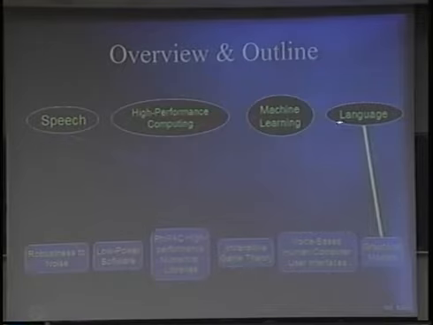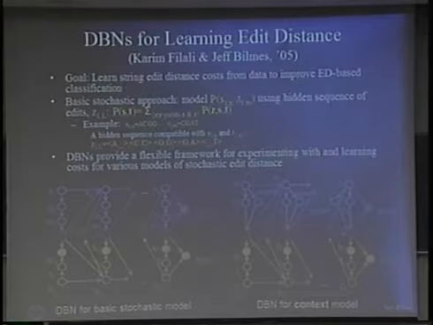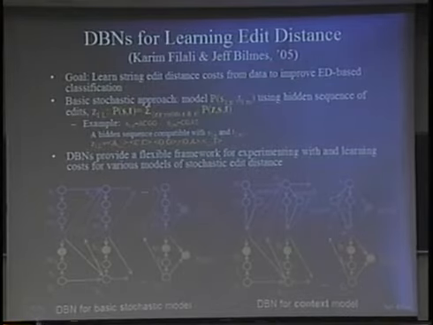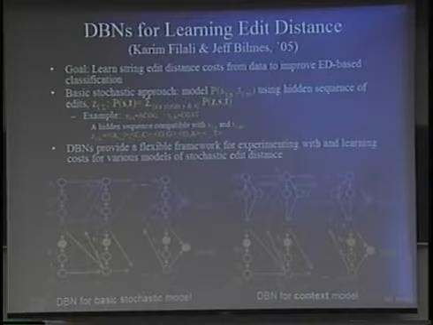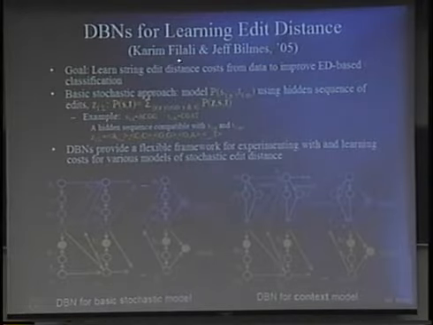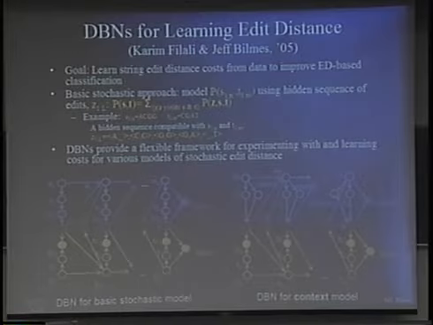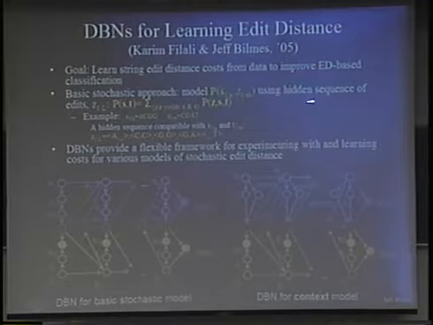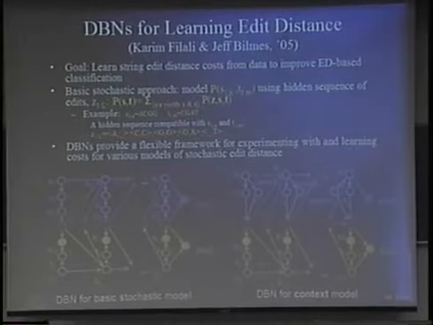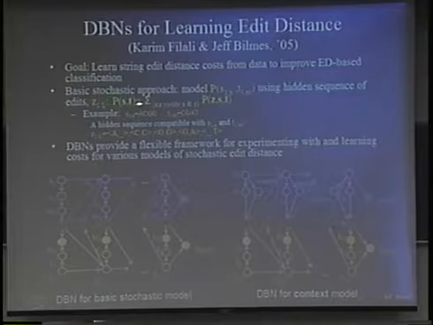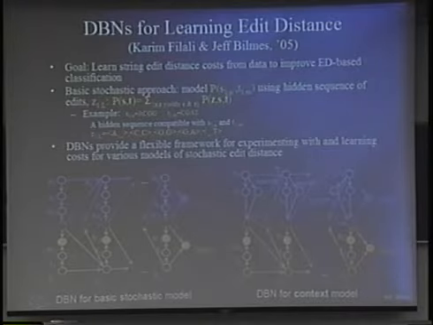We've also been working on graphical models in language. Here's some work that we've done on learning string edit distance costs using dynamic Bayesian networks. This is work done by my student Karim Filali and myself. The basic idea is to treat edit distance as a stochastic process, where you have two strings, the source and the target string, and you have some probability distribution over an alignment between the source and the target, done by a sequence of hidden edit operations, which is the set Z. So we have a probability distribution over the source and the target by summing over all possible edits that yield a transformation between source and target.